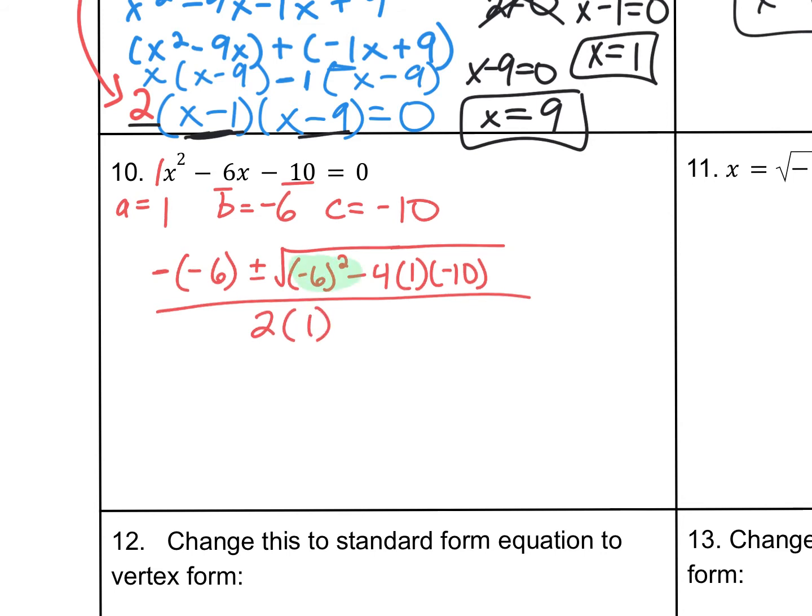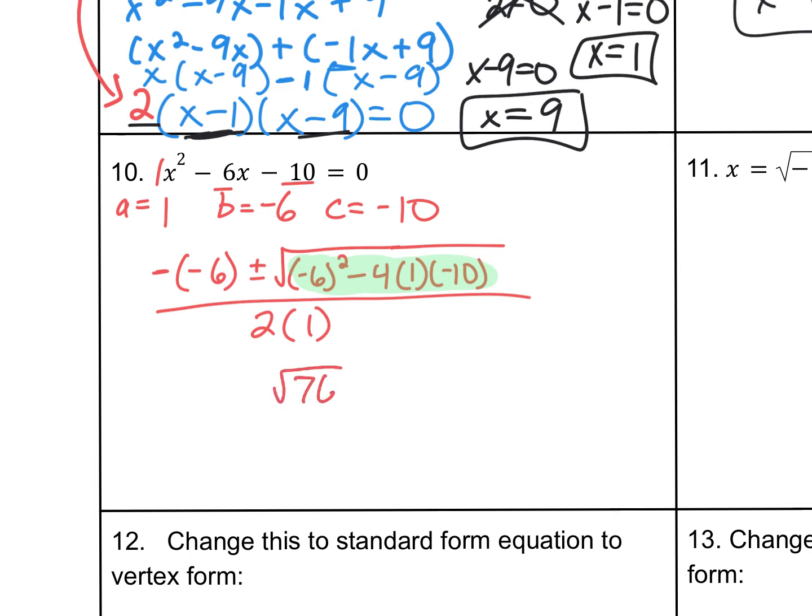Next step is just to solve what's underneath. Don't even worry about typing in that root symbol yet. We're not there yet. We just need to go ahead and type in our calculator exactly what's underneath there. So negative 6 squared in parentheses minus 4 times 1 times negative 10, and we get 76. So this becomes the square root of 76.